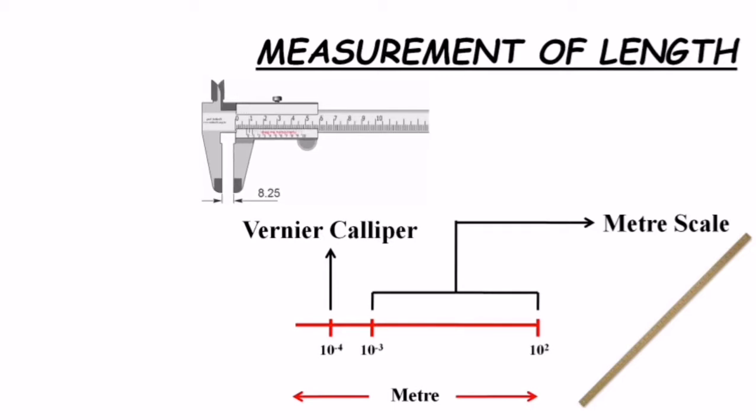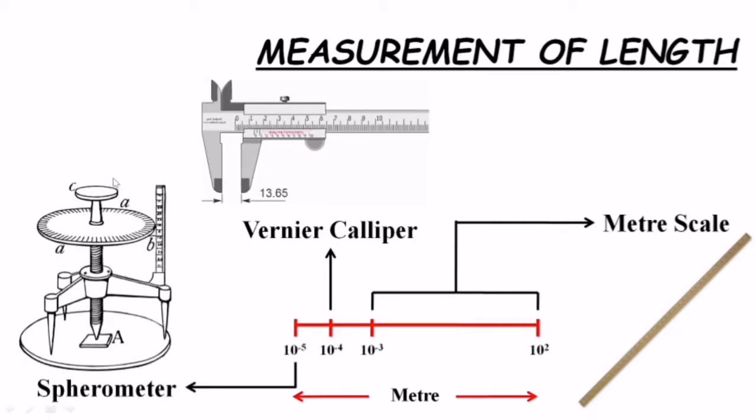The third one is called a spherometer. Now this is also available in your laboratories, and in general it is used to measure the radius of curvature in case of lenses, but you can also use it to measure the thickness of a glass slab, let's say. And in that respect of measuring thickness, we can go least up to an order of 10 to the power minus 5 meter using a spherometer.